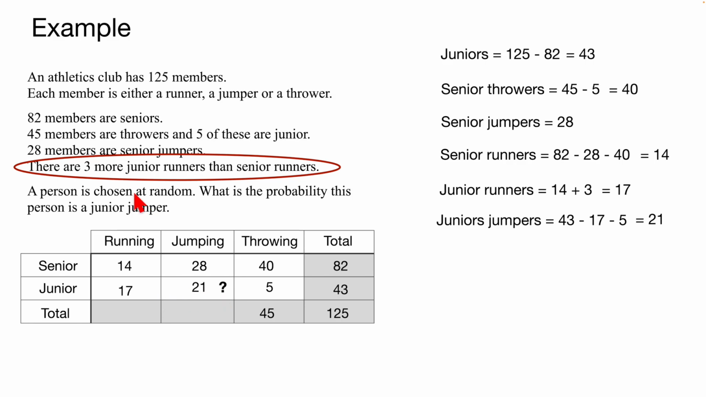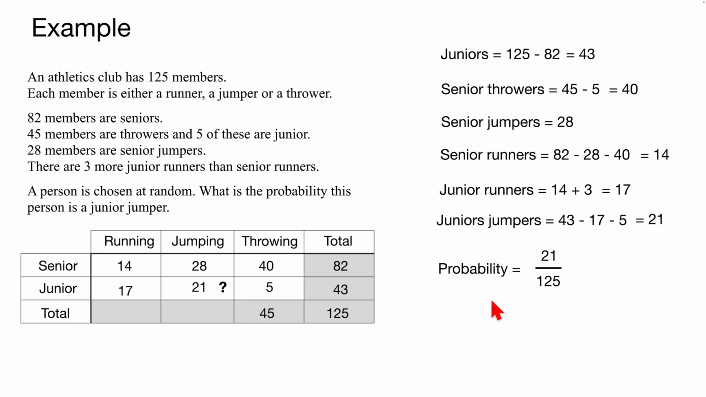So a person is chosen at random. What is the probability this person is a junior jumper? The junior jumper's number is 21. The total members are 125. So I think that the probability is 21 divided by 125. Not an easy question. We check it by, does it all add up? Yes, it all adds up.